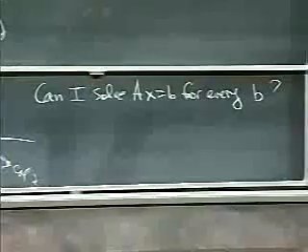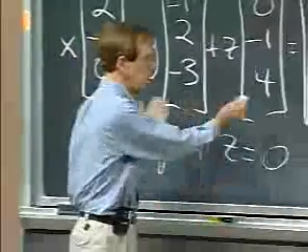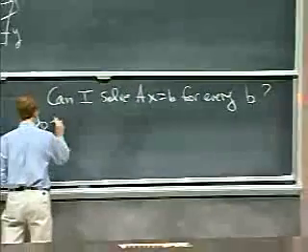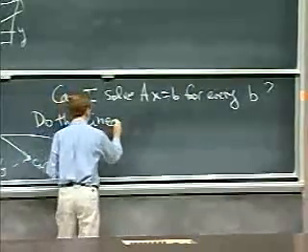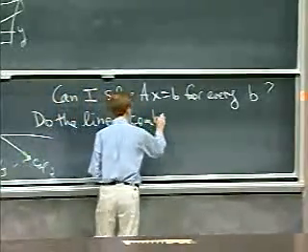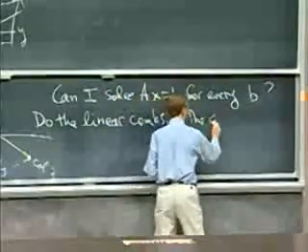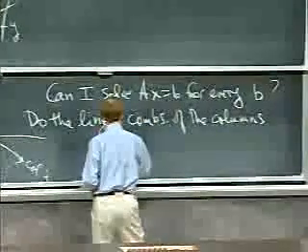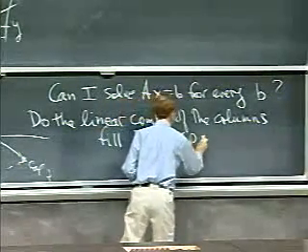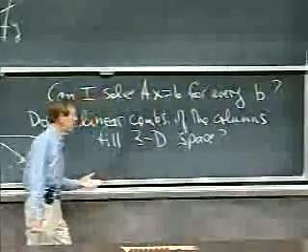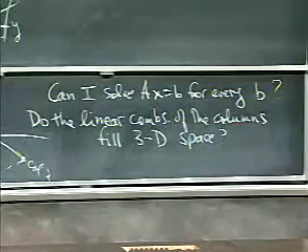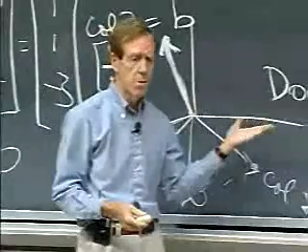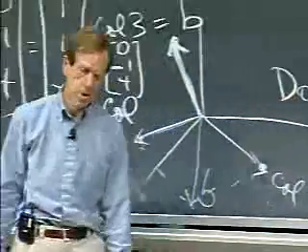Now, can I put that in different words, in linear combination words? Do the linear combinations of the columns fill 3-dimensional space? Every B means all the B's in 3-dimensional space. So do you see that I'm just asking the same question in different words?